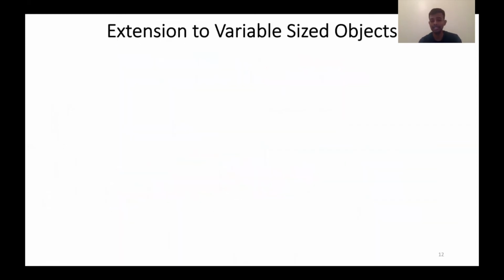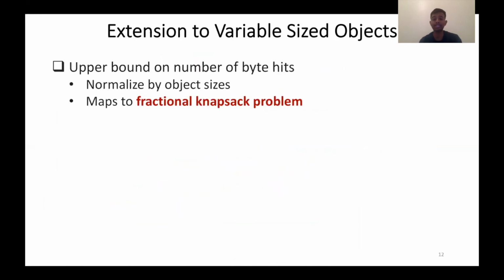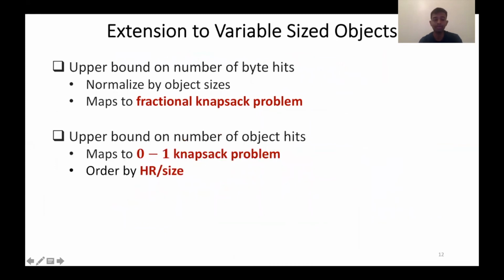We're able to extend this bound to variable size objects in terms of the number of byte hits, not the byte hit probability. We map it to a fractional knapsack problem and compute the upper bound. Similarly, in the case of the number of object hits, we're also able to find an upper bound by mapping it to a 0-1 knapsack problem. The final order is that you order objects in decreasing order according to the ratio of hazard rate over size, and then consider it a hit if the object belongs to the top B values according to this ratio.